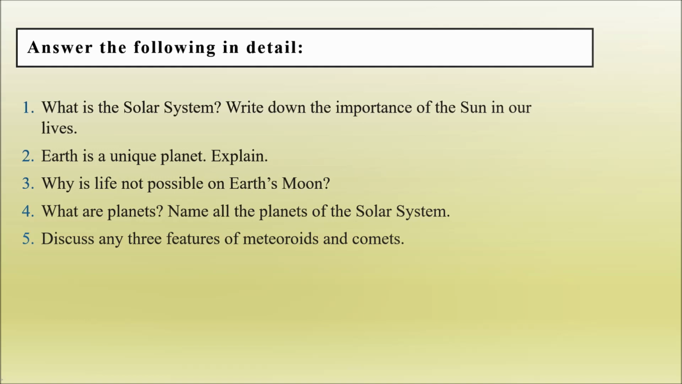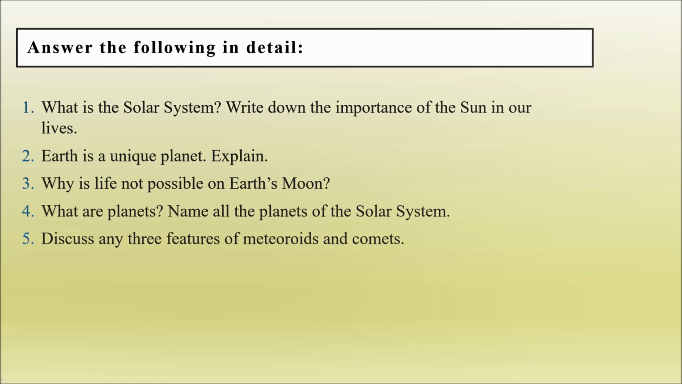The next question, Earth is a unique planet. Explain. Earth is a unique planet because it has land, air and water. Life exists only on this planet. It's not too cold and not too hot. Presence of oxygen, nitrogen and carbon dioxide support life.